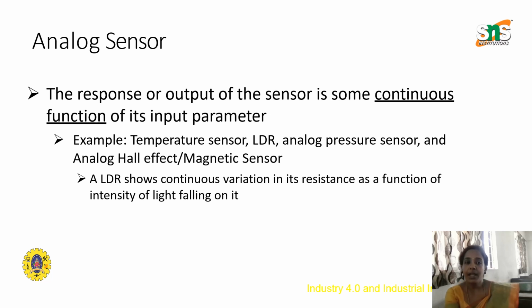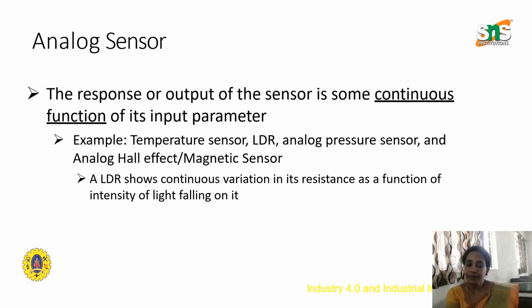The next one is the analog sensor. The response or output of the sensor is a continuous function of its input parameter. We talk about the analog watch and the digital watch, right? Whenever we find needle movement, which is not that accurate, we say it is analog data.